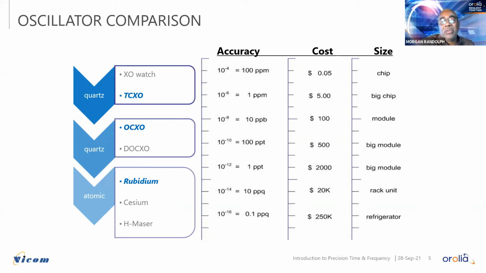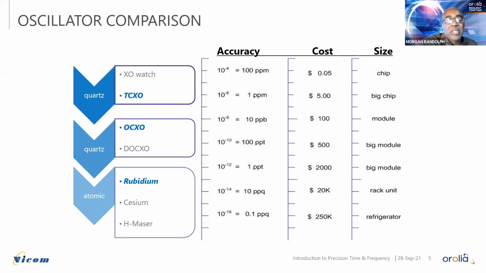It's a bigger chip than the XO watch, but it's a chip just the same. Then the OCXO is a module. That module is about $100. The rubidium is about $2,000, and it's a bigger module. In our case, it looks about the size of a cigarette pack, a little metal container that's got the rubidium electronics in there, and the rubidium itself.